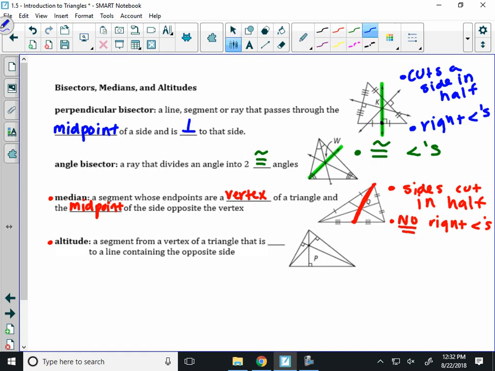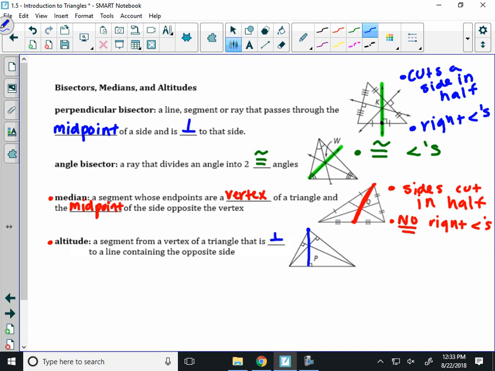Then the last vocab word is altitude. Alright? How I like to think of altitude. It's a segment that starts at one of the vertices of your triangle, and it literally drops straight down. Straight down. And it's perpendicular to that opposite side. Meaning, what kind of angles does it create? Right angles. Okay? So altitudes are creating right angles. They're perpendicular to the sides.